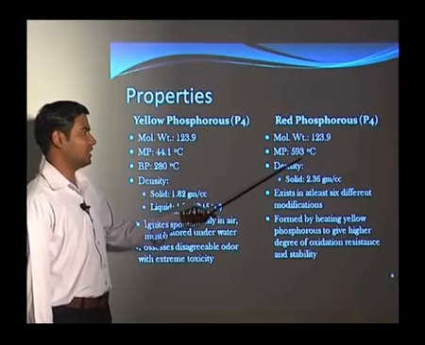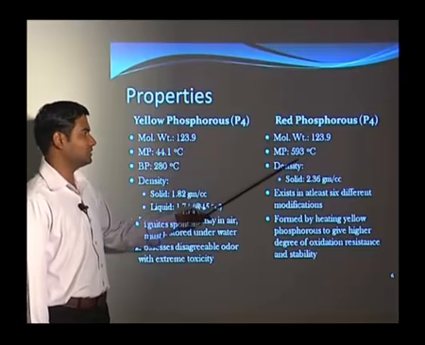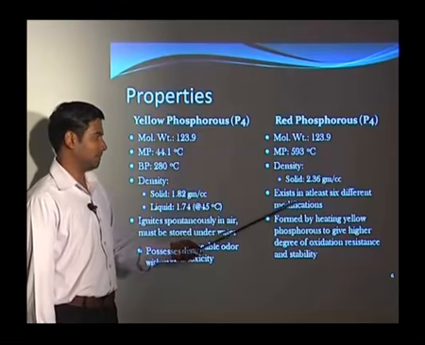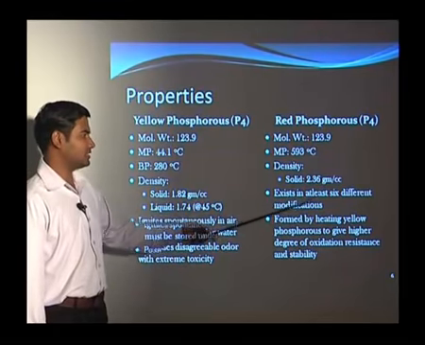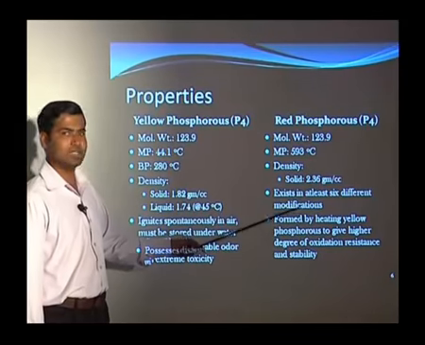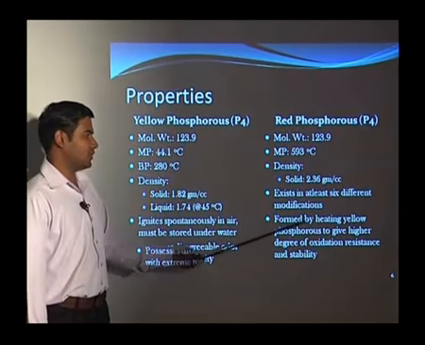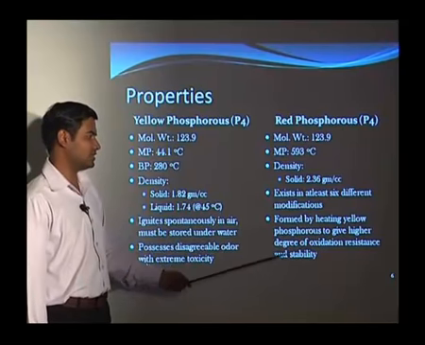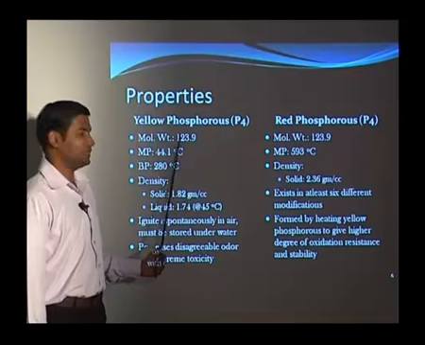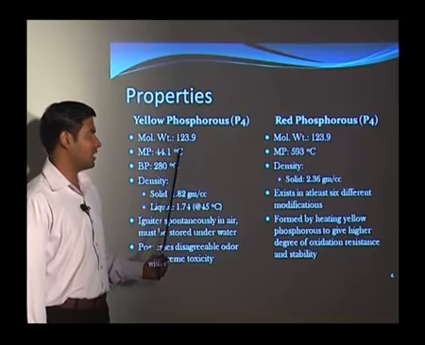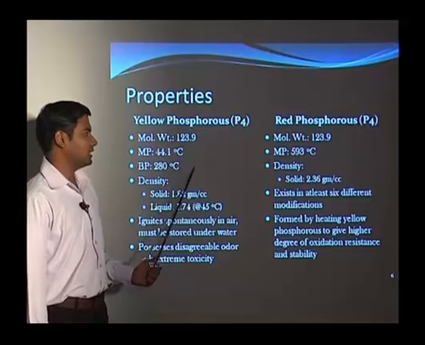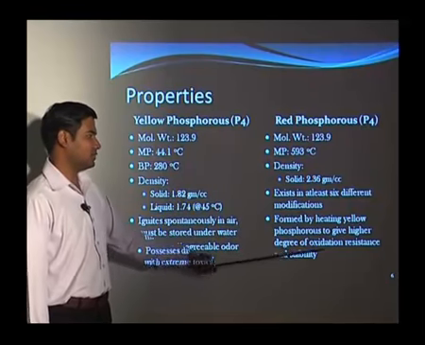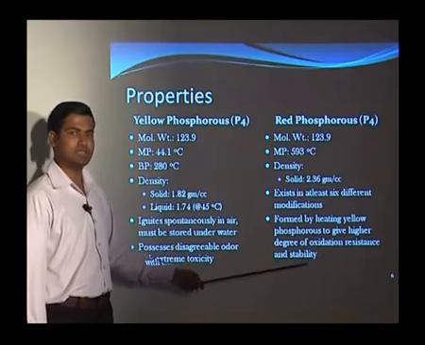If you see red phosphorus, the molecular weight will remain the same, but the melting point goes up to 593 degrees Celsius, whereas the density goes to 2.36 grams per cc. Then it exists in at least 6 different modifications. We will see later on what they are. Then it is formed by heating yellow phosphorus to give a higher degree of oxidation resistance and stability. So if the manufacturing produces yellow phosphorus, then by heating slowly we can produce red phosphorus, and that is mainly done to have more oxidation resistance and stability.